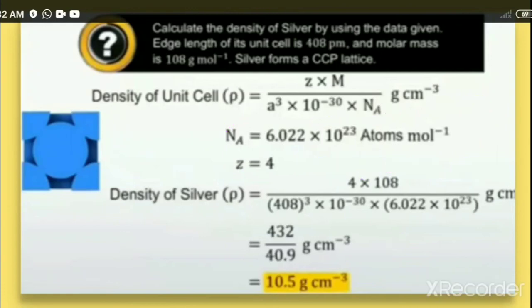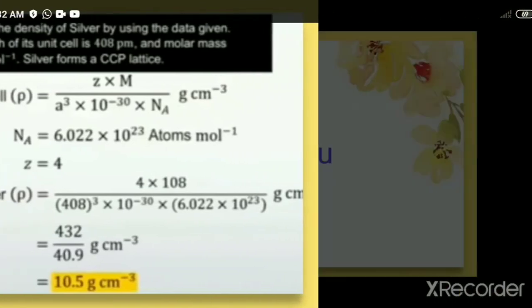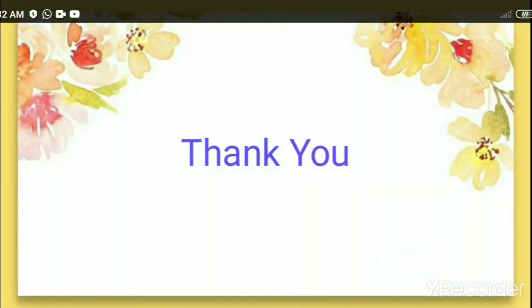Usually questions are asked related to density. It is quite an important problem in this chapter which is usually asked in the board examination. So prepare different types of questions on density. So this is all about the calculation, how we have done the derivation and calculation for the density of unit cells. So thank you everyone.